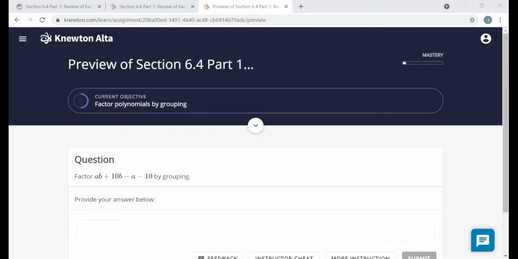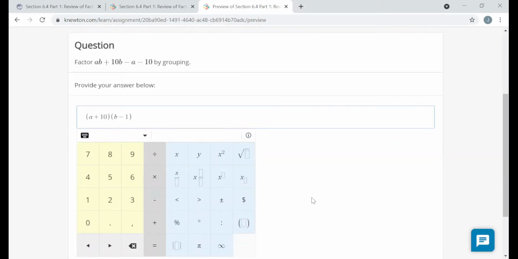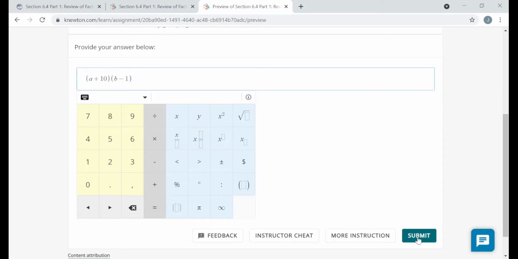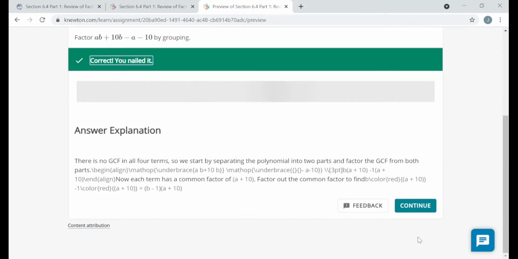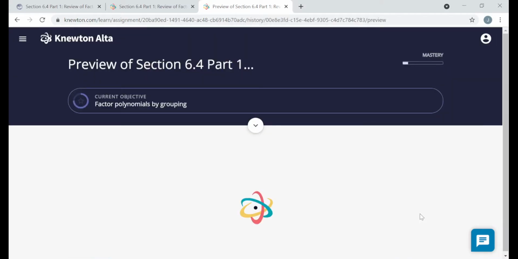All right, so I'm entering here a plus 10 times b minus 1. And be careful, make sure you're putting the proper letters and everything, because it will mark you wrong if you put incorrect letters. So just pay attention to what you're typing. And then read the answer explanations, please. Then we probably have just one more here.